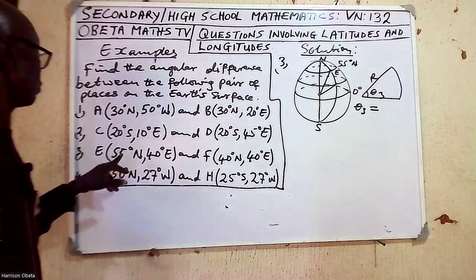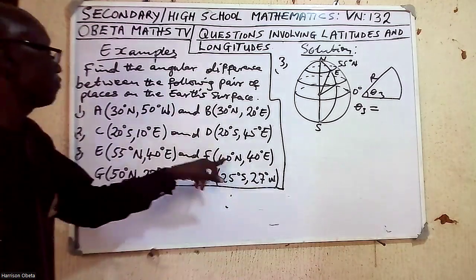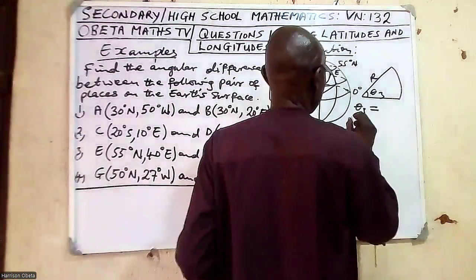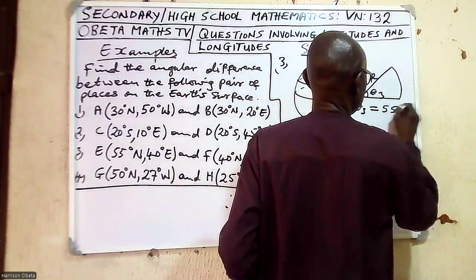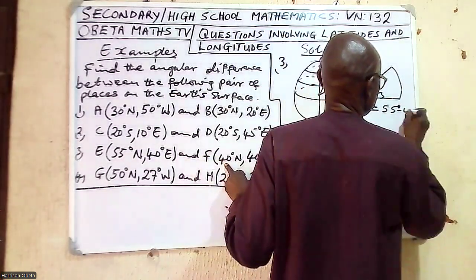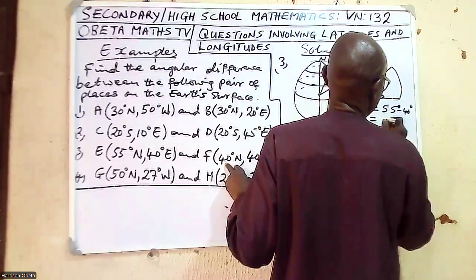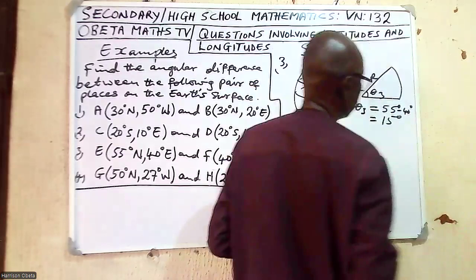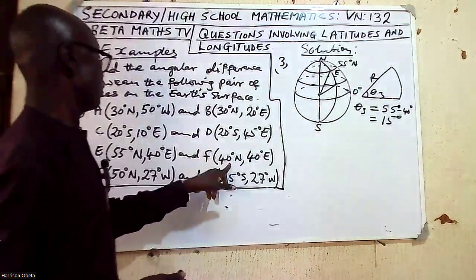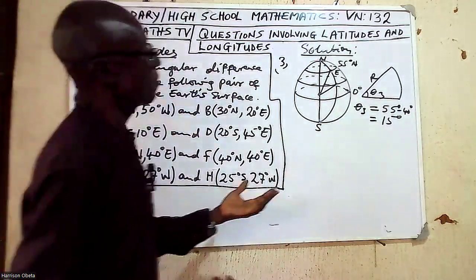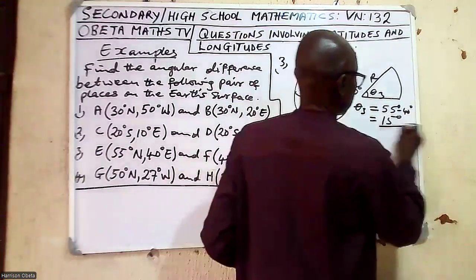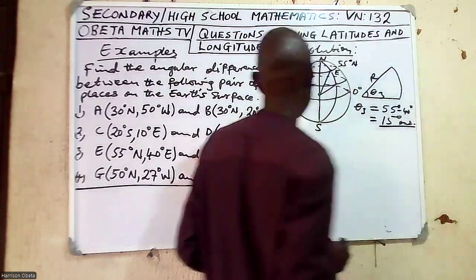Okay, so moving on, we have 55 north, 40 north. North, north, remember, is subtraction. That is 55 degrees minus 40. And that should be what? 15 degrees. That is 55 degrees north, 40 degrees north. To find the angle between them, you subtract. So that is the angular difference for that.